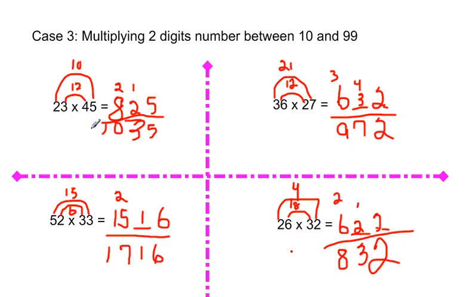There you go. And that's how I multiply two-digit numbers.